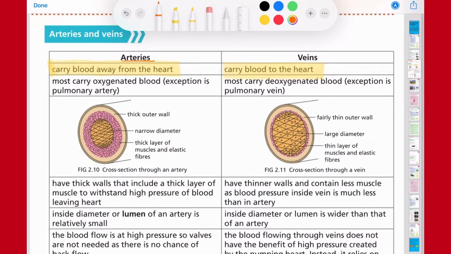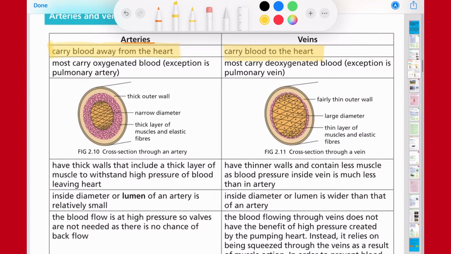Most arteries will carry oxygenated blood with the exception of the pulmonary artery, and most veins carry deoxygenated blood with the exception of the pulmonary vein. We will get to those a little bit later on. So we are going to look at the structure of an artery and the structure of a vein. Both of them have an outer wall.